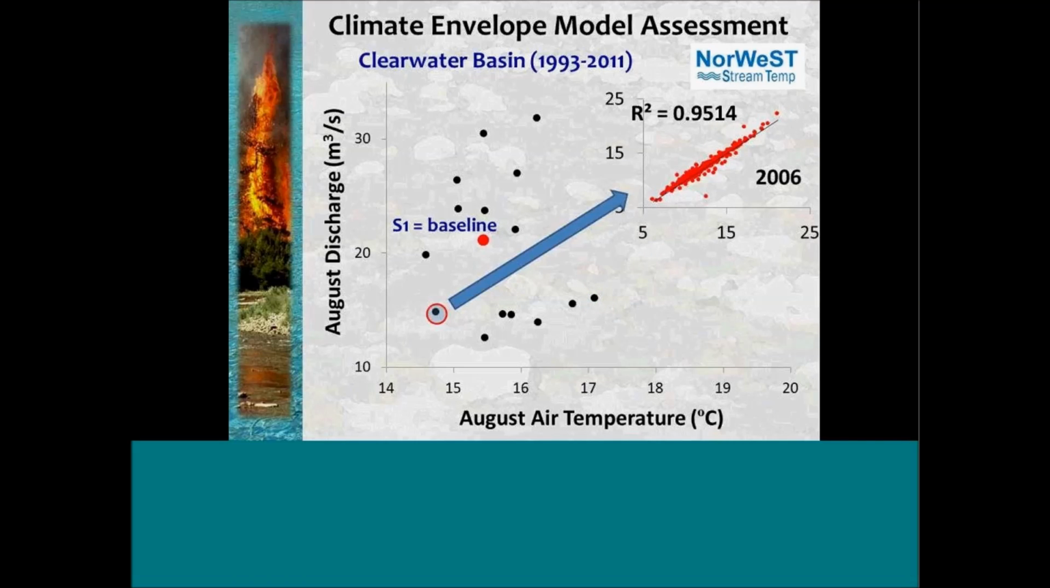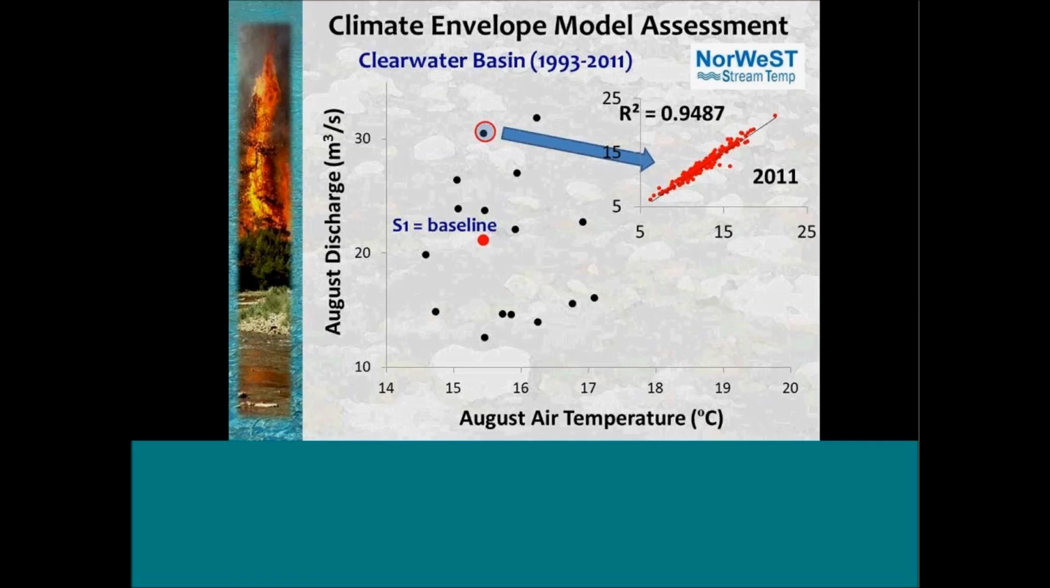Then we can look at what the model would predict in a really cool, low flow year. And so again, the model does pretty well, very different climate space. Or we can look at what the model does in kind of an intermediate temperature year, but a really high discharge year. And again, it does very accurately. So it's performing well over this range of climatic variability.